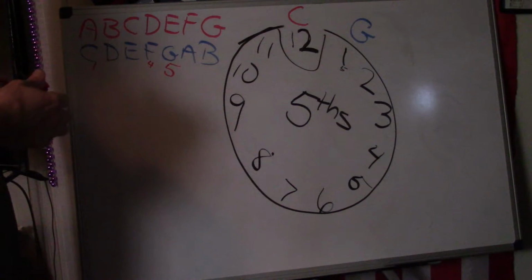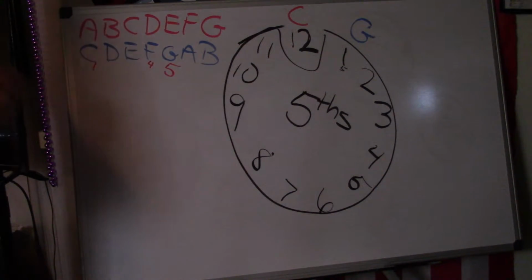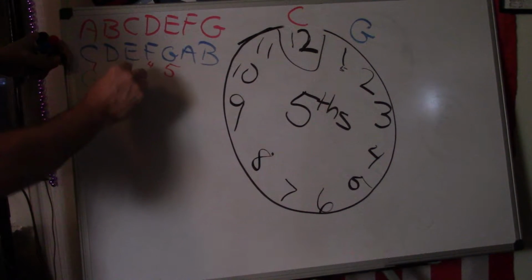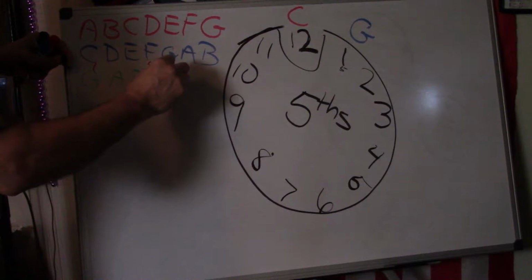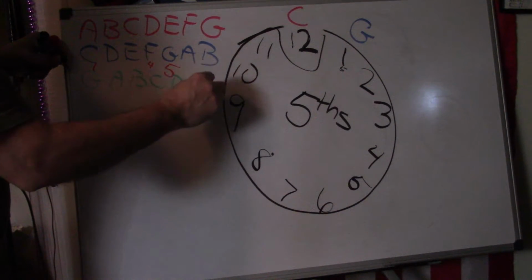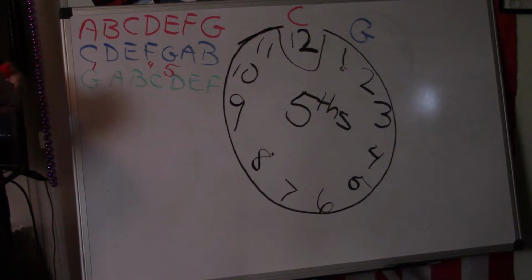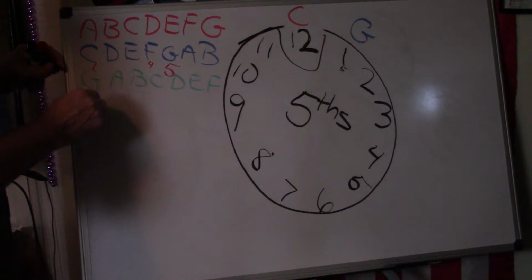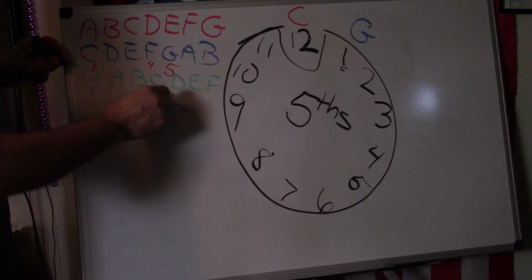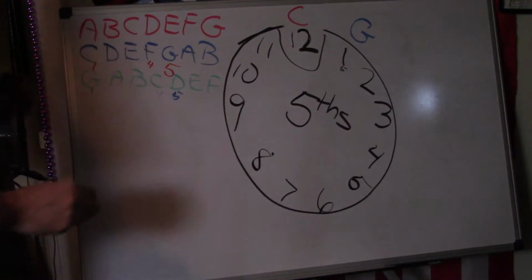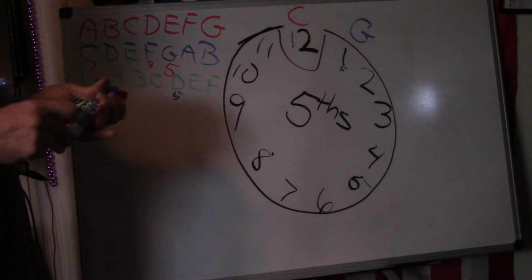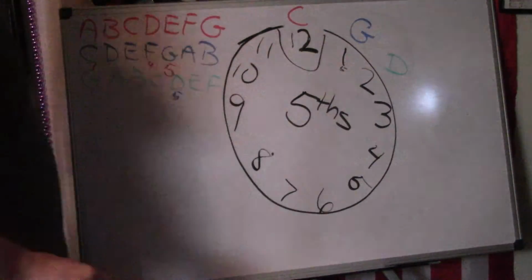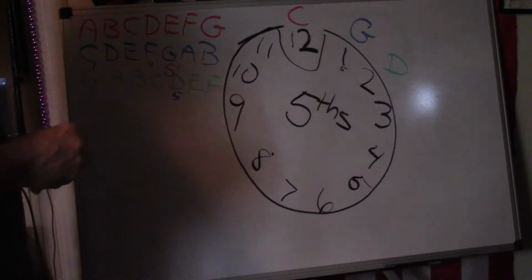What's the fifth of G? Let's get this green here. Let's start at G: G, A, B, C, D, E, F. So what's the fifth of G? 1, 2, 3, 4, 5. How about that? That's a D. So let's put a D over here. We can see how that's starting to work, right?